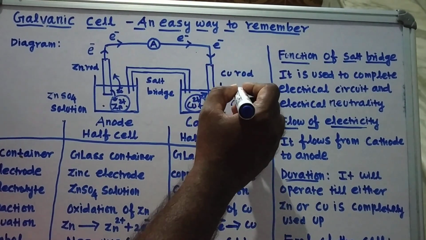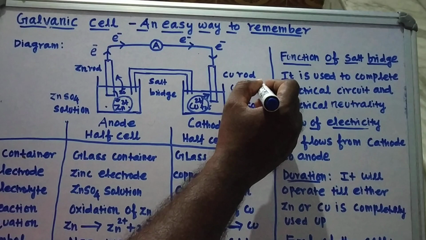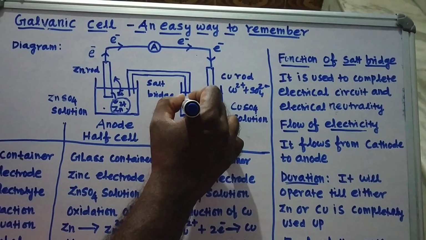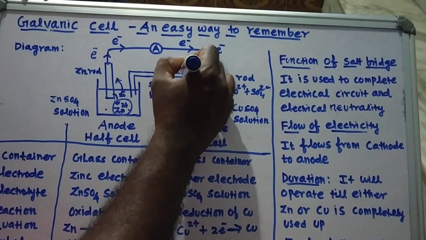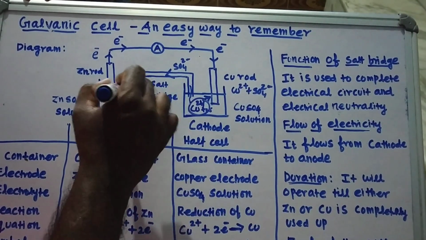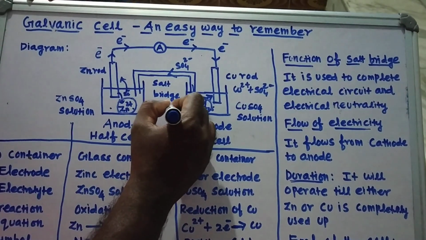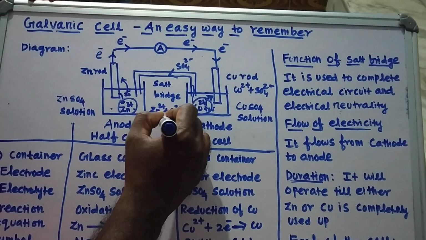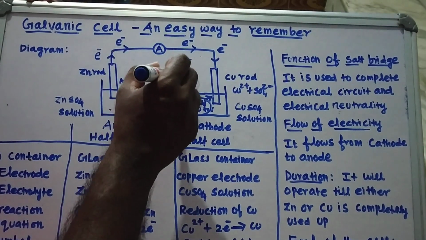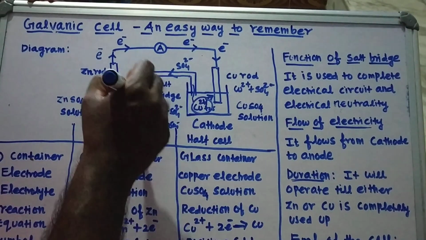As a result, the sulfate ions, SO4 2 minus ions, flow from the cathode to the anode and combine with the Zn 2 plus ions and make zinc sulfate. So the salt bridge is used for the flow of sulfate ions to make the solutions electrically neutral. That is very, very important.